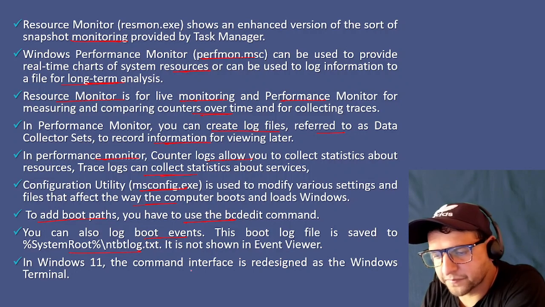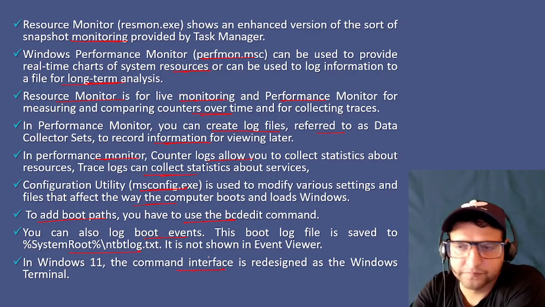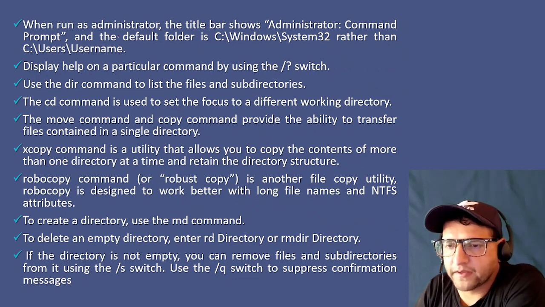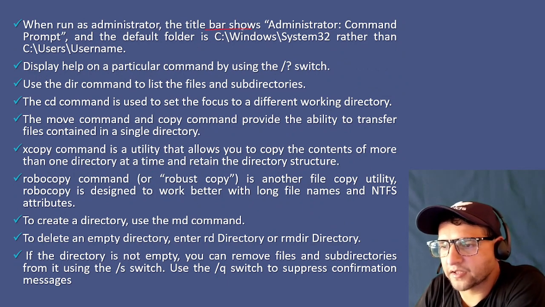In Windows 11, the command interface is redesigned as the Windows Terminal. When run as an admin, the title bar shows Administrator: Command Prompt and the default folder is C:\Windows\System32 rather than C:\Users\username. Display help on a particular command by using this switch. So if you need help on a particular command, you can type the command and /?.